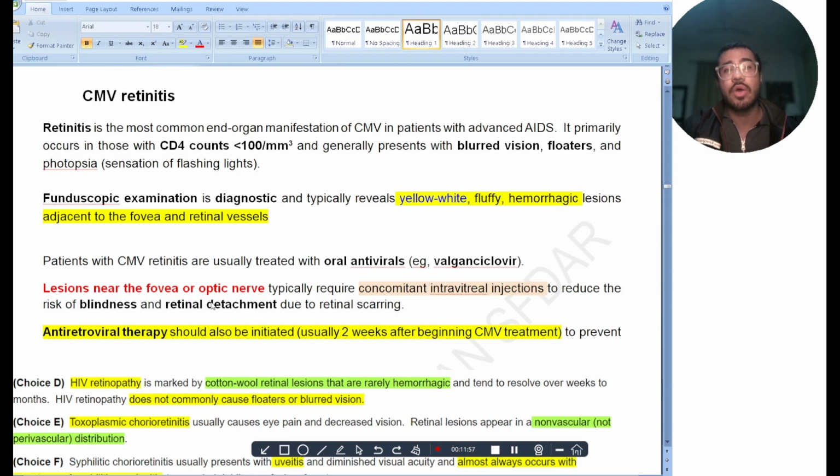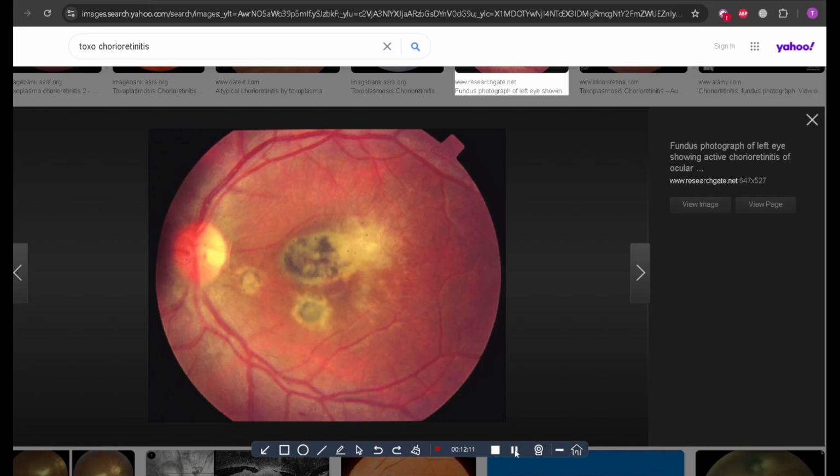Lesions near the fovea or optic nerve also require concomitant intravitreal injections to reduce risk of blindness and retinal detachment due to retinal scarring. So retinal scarring is also a really big phenomenon. Let me show you that. So here is an example.